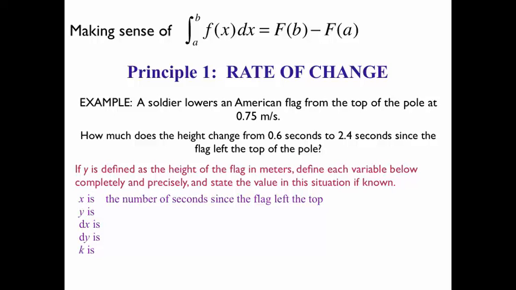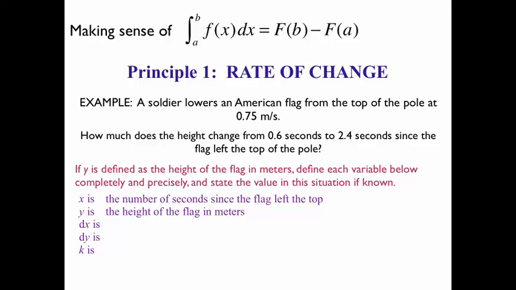We could define lots of time quantities in this situation. So time elapsed, or number of seconds since the flag was started to be lowered, or since it left the top. Okay, y we already said is the height of the flag in meters. So what is dx? Oh, let's go back. Is x a known value in this situation? Well, at one point it's 0.6 seconds, and then it takes on every time in between 0.6 and 2.4. So we could say it's all the times starting at 0.6 and ending at 2.4, maybe, right? So again, its variables vary. It's taking on all those different values, okay?